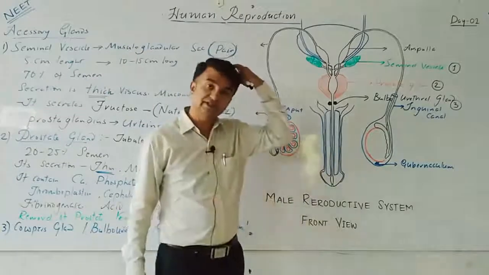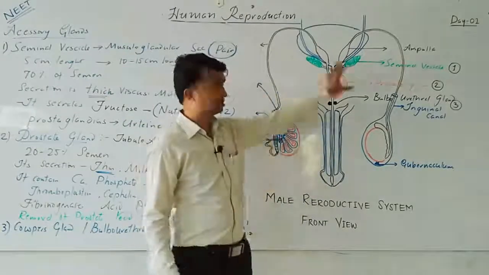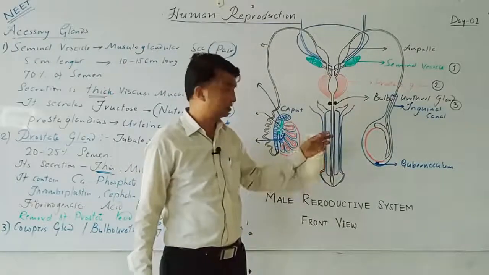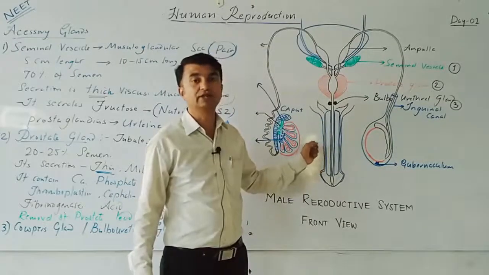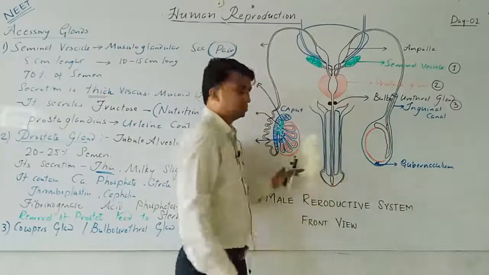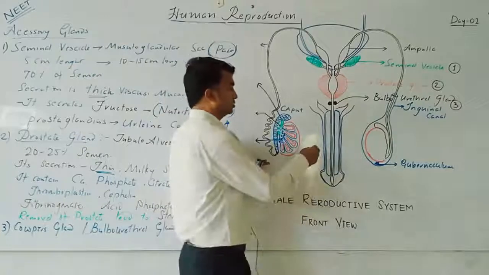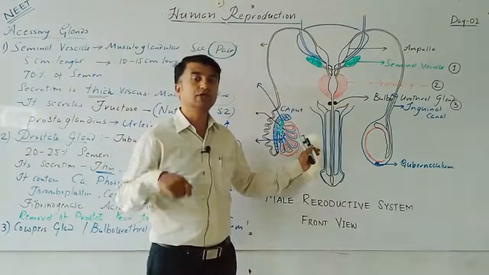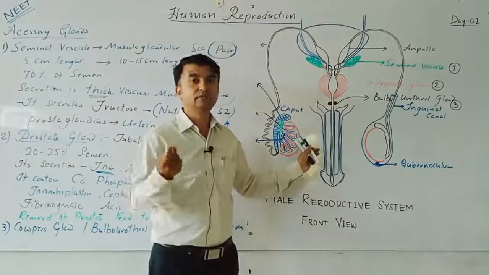External genitalia means all these organs are present inside. Externally only the scrotum is visible, and the male copulatory organ, that is the penis, is visible. So this is the penis, the last part. It is a copulatory organ, erectile in nature, through which urine also passes and the semen also passes.